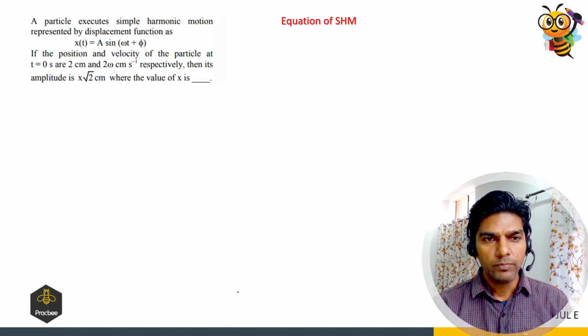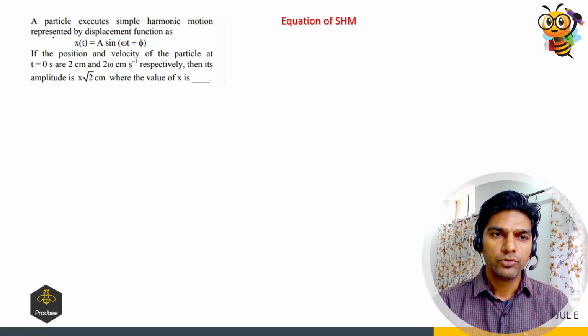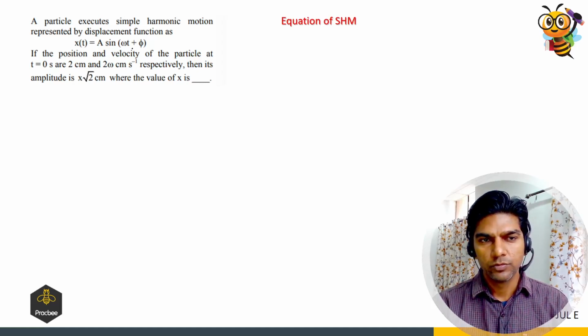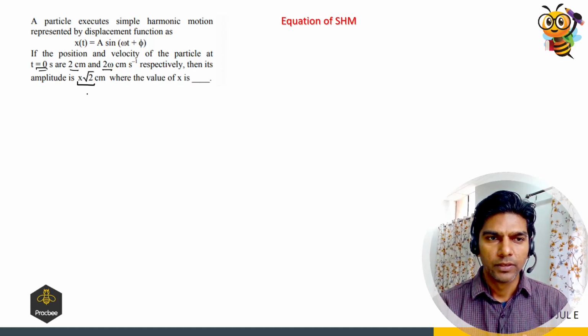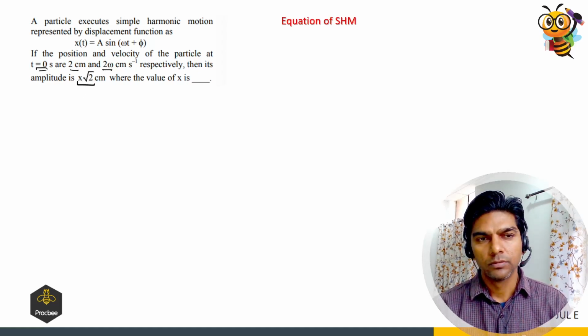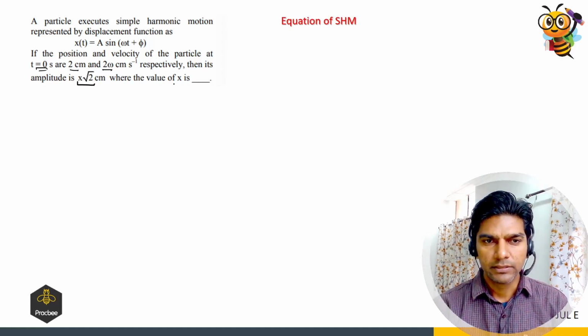Now let us see the next problem. A particle executes simple harmonic motion represented by the displacement x equals a sine of omega t plus phi. If the position and the velocity of the particle at t equals 0 are 2 centimeters and 2 omega centimeters per second, then its amplitude is x root 2 centimeter, where the value of x is. So we have to find the amplitude, right? It is given that the amplitude is x times root 2, and this x is not the displacement or the position of the particle. This is some other x, right?